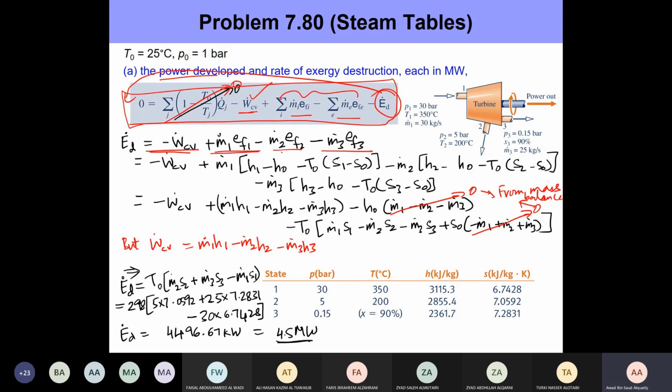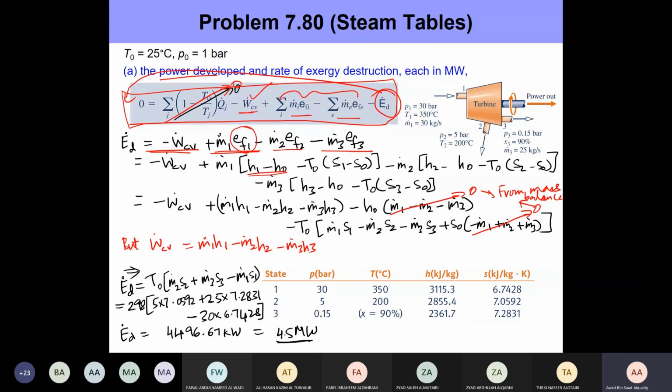You have three states here, right? So what we do is we evaluate EF1, EF2, EF3 individually. When you're evaluating the specific flow exergy, you evaluate it with the reference of the environment. So H0, T0, and S0, and these are all values that you pick up based on the temperature and pressure given for the environment.